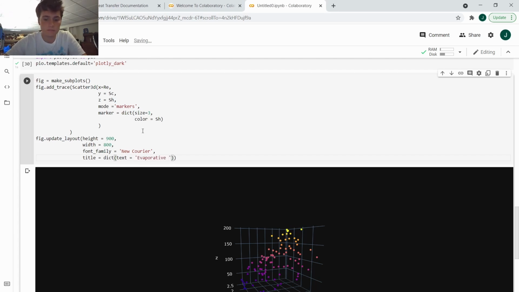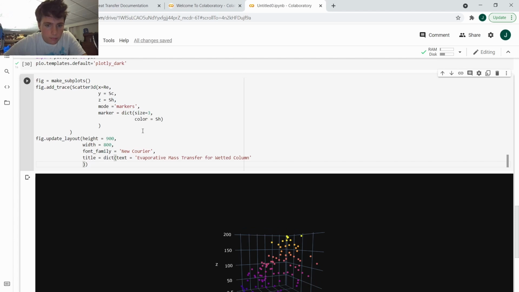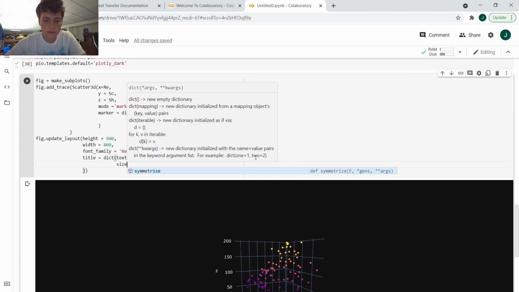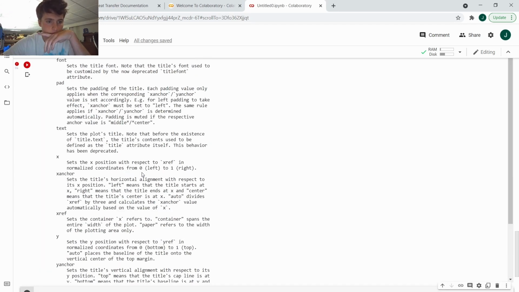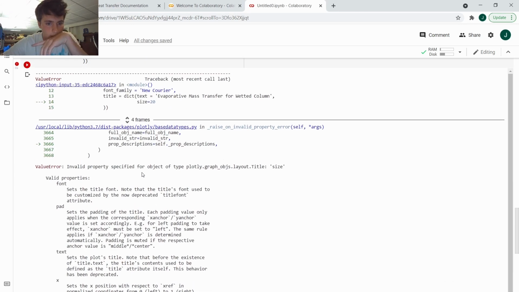evaporative mass transfer for wetted column. We can change the size of it. We can use size equals 20. And then we can see what this looks like. Let's see.